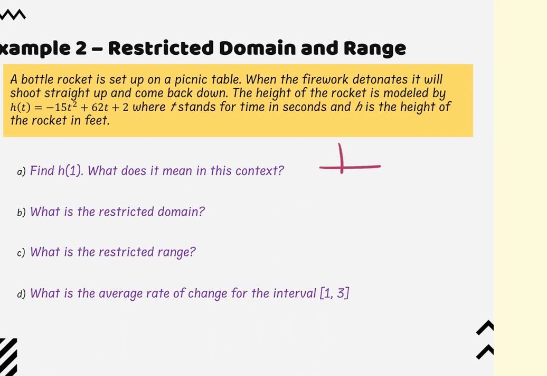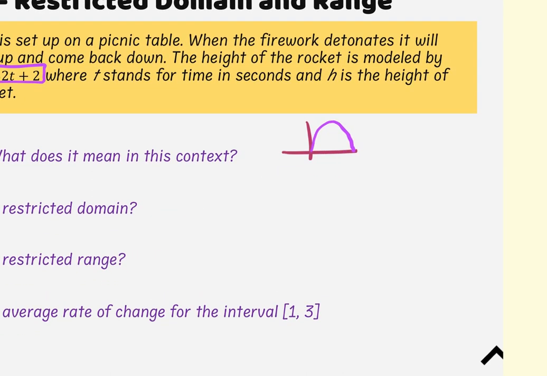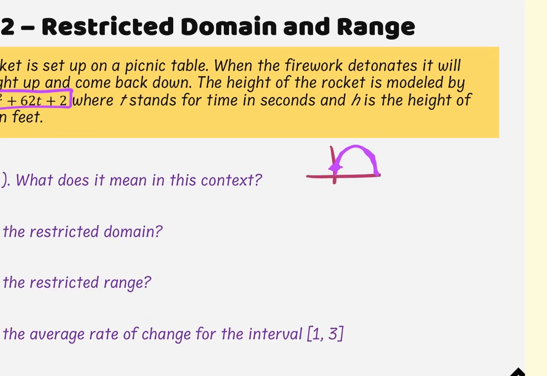So this is going to have what kind of shape? It's going to go up and come back down again, right? Look at my function. This is going to be a quadratic shape, right? If it's set up on a picnic table, that could mean it's already starting up here, okay? And then going up and coming back down again because it's not on the ground.